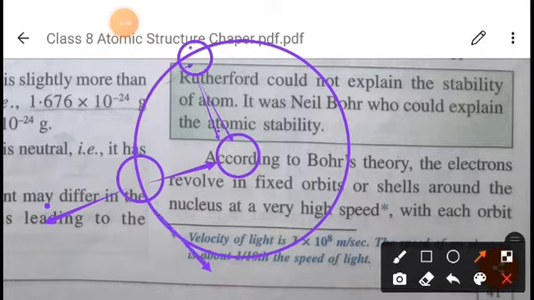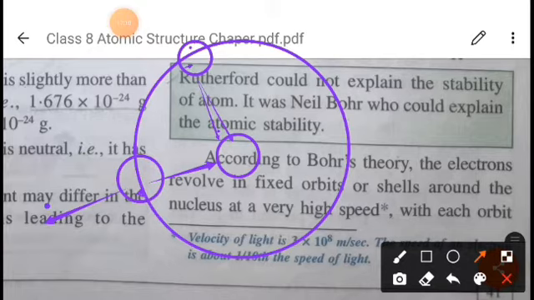This electron will move like this, and this nucleus can neither pull this electron towards itself, nor will it go away from the nucleus, okay. This will move in a fixed path.